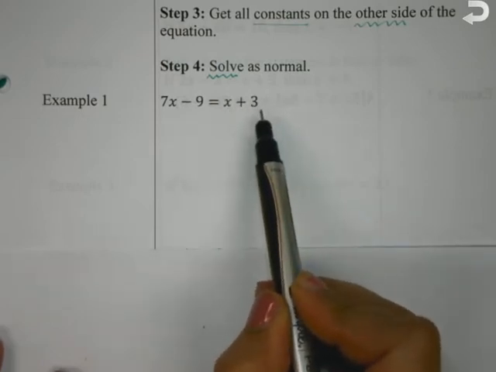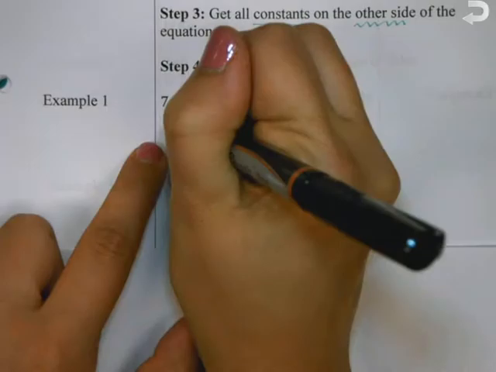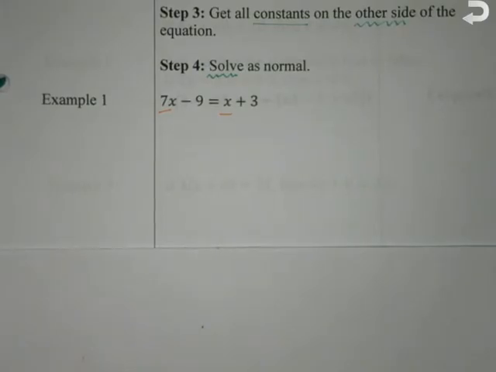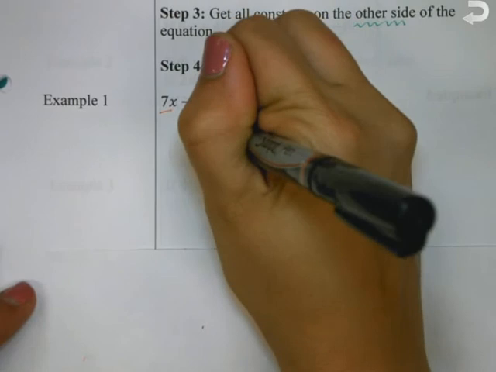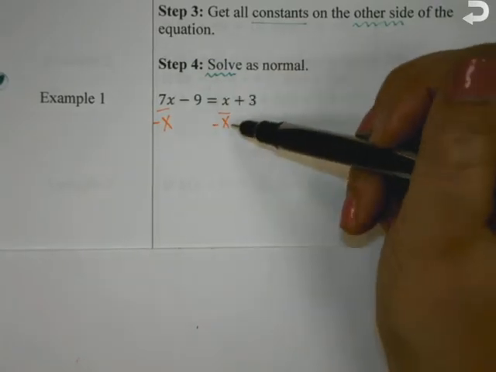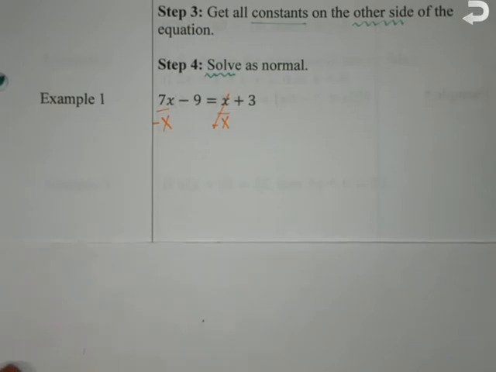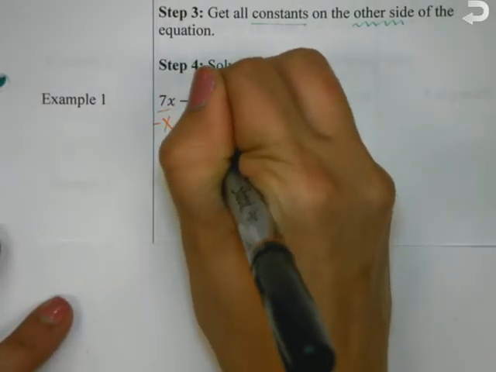Get all variables on the same side. So let's look at our variables. I have 7x and x. Which one is smaller? x. So we need to get x to the other side. How do I get positive x to the other side? Subtracting x from both sides. Why do we subtract? What's x minus x? 0. So they cancel. So what's 7x minus x? 6x minus 9 equals positive 3.